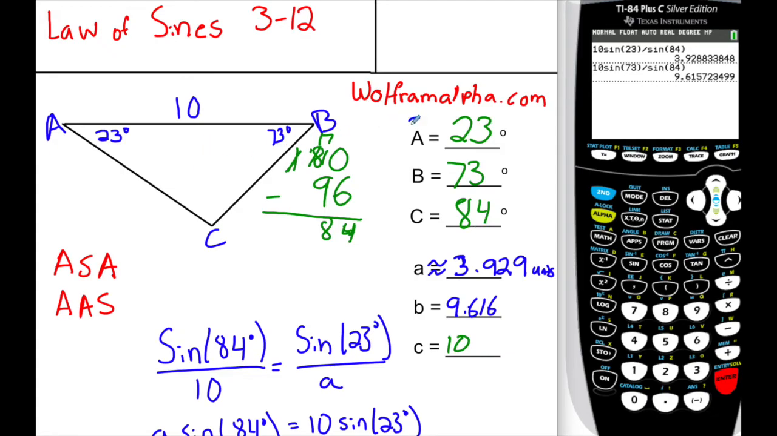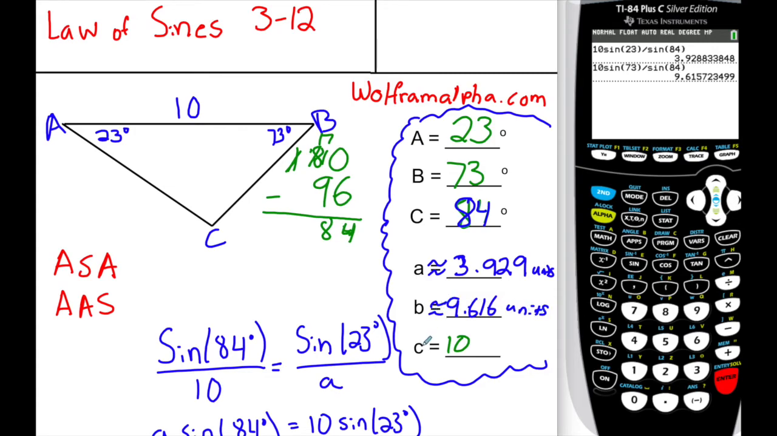We have A is 23, B is 73, and I'll put this 84 in blue. The blue is what we found, and the green is what we're given. So here's my final answer. A is 23 degrees, B is 73 degrees, C is 84 degrees. Then little a is about 3.929 units, little b is about 9.616 units, and little c is 10 units.